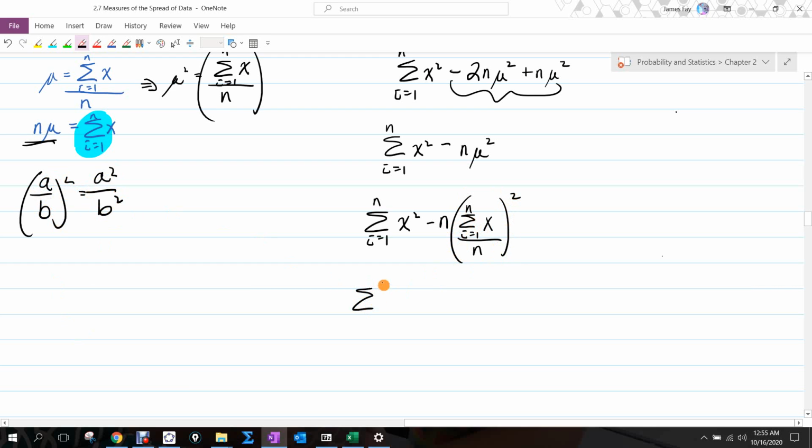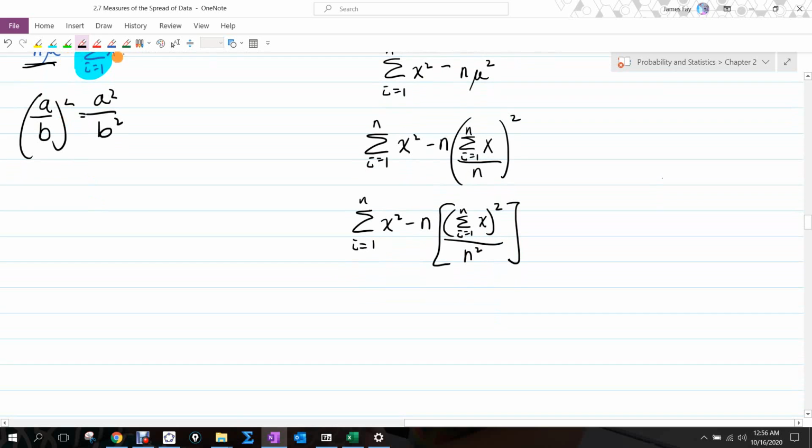Okay, so I'm going to rewrite this as the sum from i equaling 1 all the way to n of x squared minus n times the sum from i equals 1 to n of x, so it's my numerator, squared, all over n squared. Okay, so we're almost there. If I multiply this out, we've got an n in the top of this fraction, we've got n squared in the bottom of this fraction, they actually cancel.